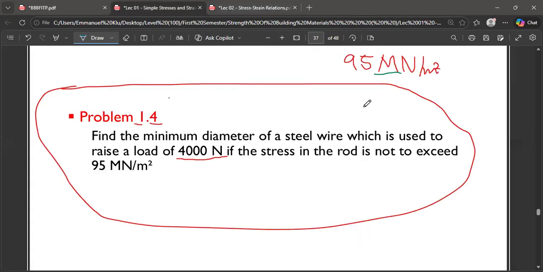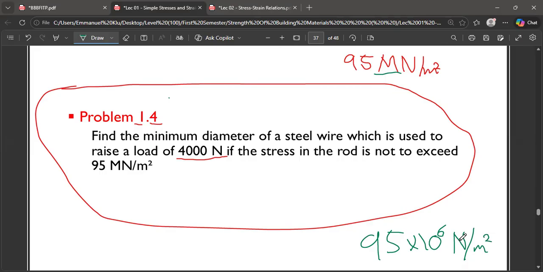You can see the mega at the end of the day. This can be expressed as what? 95 times what? 10 exponent 6, because mega means 10 exponent 6 Newton per what? Meter squared. Okay, take note, good.